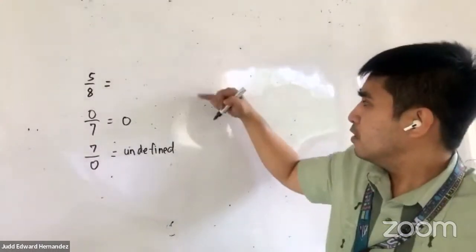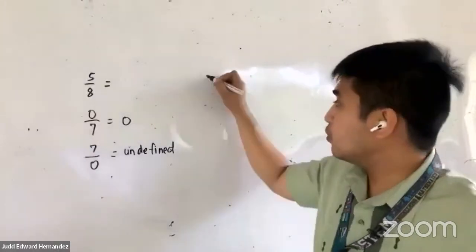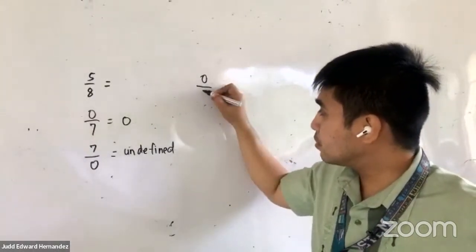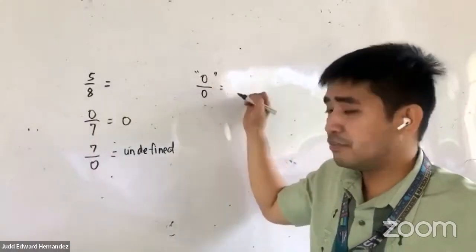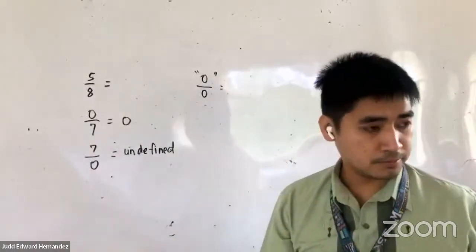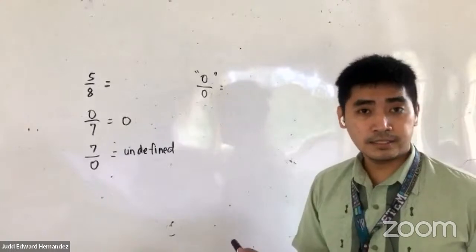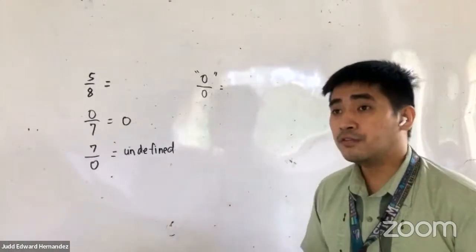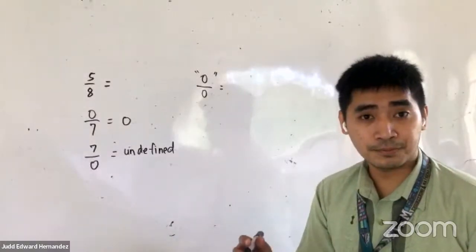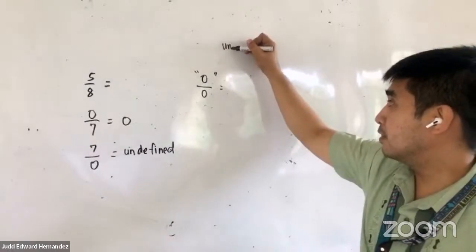So, what if yung numerator natin turns out to be 0 and the denominator also turns out to be 0? Is there a value for 0 over 0? What do you think? Will there be a value if your working equation turns out to be 0 over 0? Yes or no? Wala po. Undefined. Yung iba sabi 0. Okay.